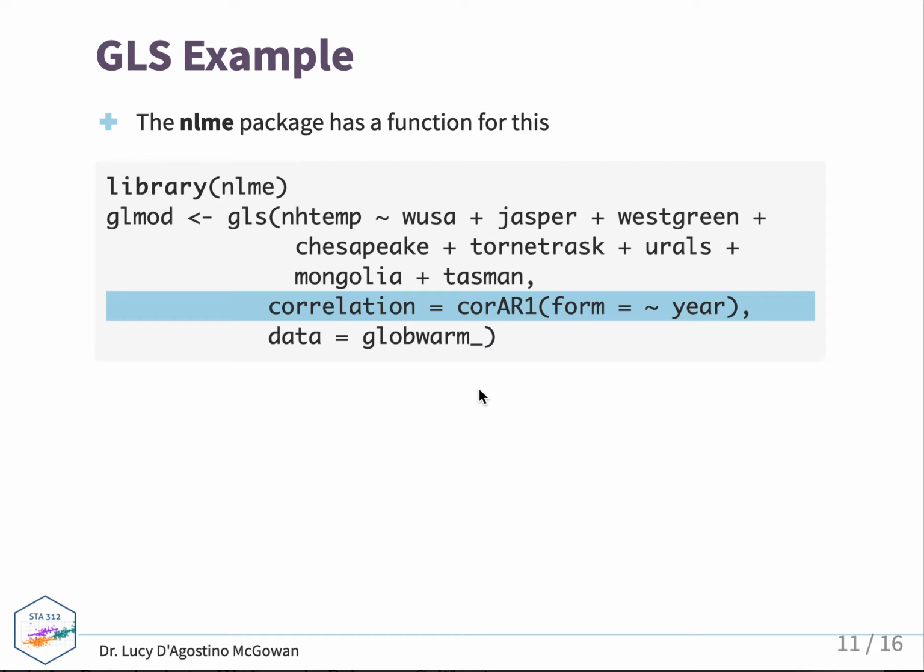In this particular case, we talked about how this was a simple autoregression where we're just lagging by 1, so we're going to use the corAR1 function to indicate that's the correlation structure that we expect. There are all kinds of different structures that you could use, but this is the one that would allow us to lag by 1 year like we did in the previous example. We're going to set the form equal to tilde year to indicate that the thing we're lagging by is the year. That's the variable that we think is driving this correlation.